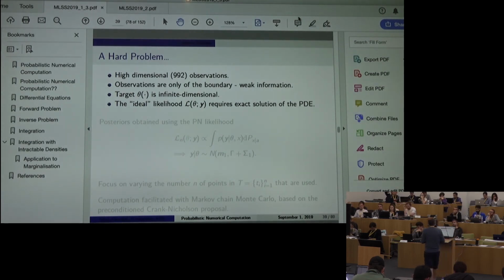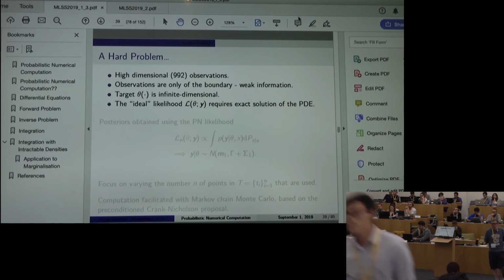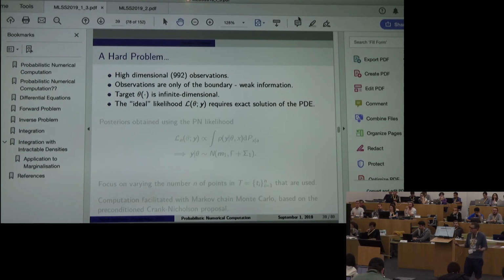The key point is that this is a reasonably high dimensional problem. Now, for those of you that are working in deep learning and so on, you're dealing with really, very, ridiculously high dimensional problems. But in deep learning, you don't really care about statistics. You don't really care about uncertainty. And I think those that do are finding it very challenging because of the high dimensions. And so although this is only 992 observations, it doesn't sound terribly high dimensional. It actually is very high dimensional and very challenging.